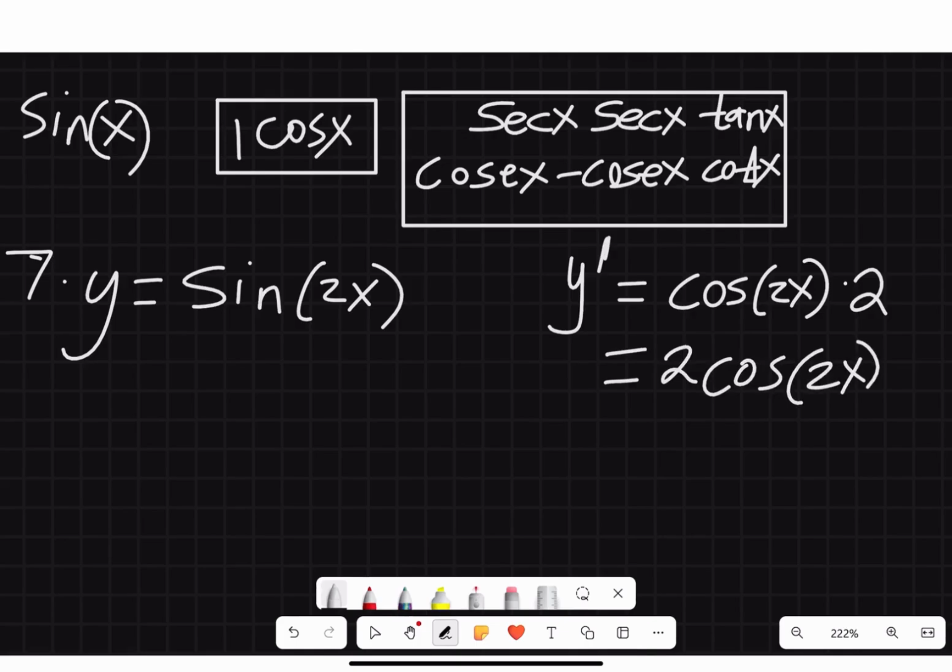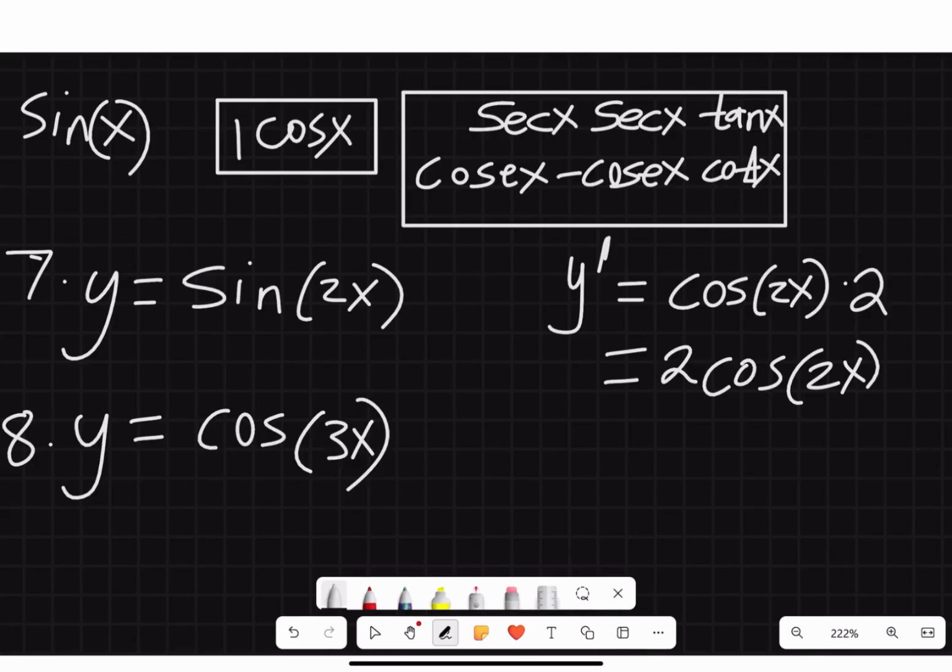All right. Perfect. Let's move on, ladies and gentlemen. We're going to do number 8 now. Let's do number 8. So on number 8, we have y equals cos 3x.